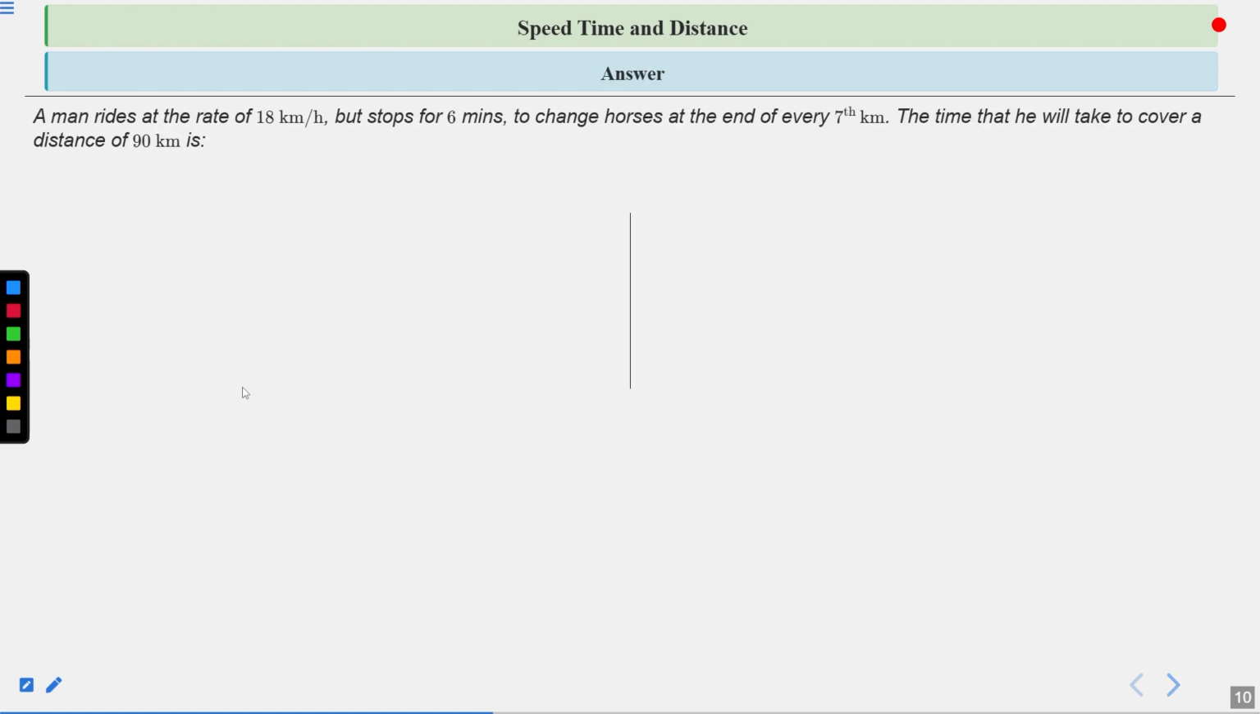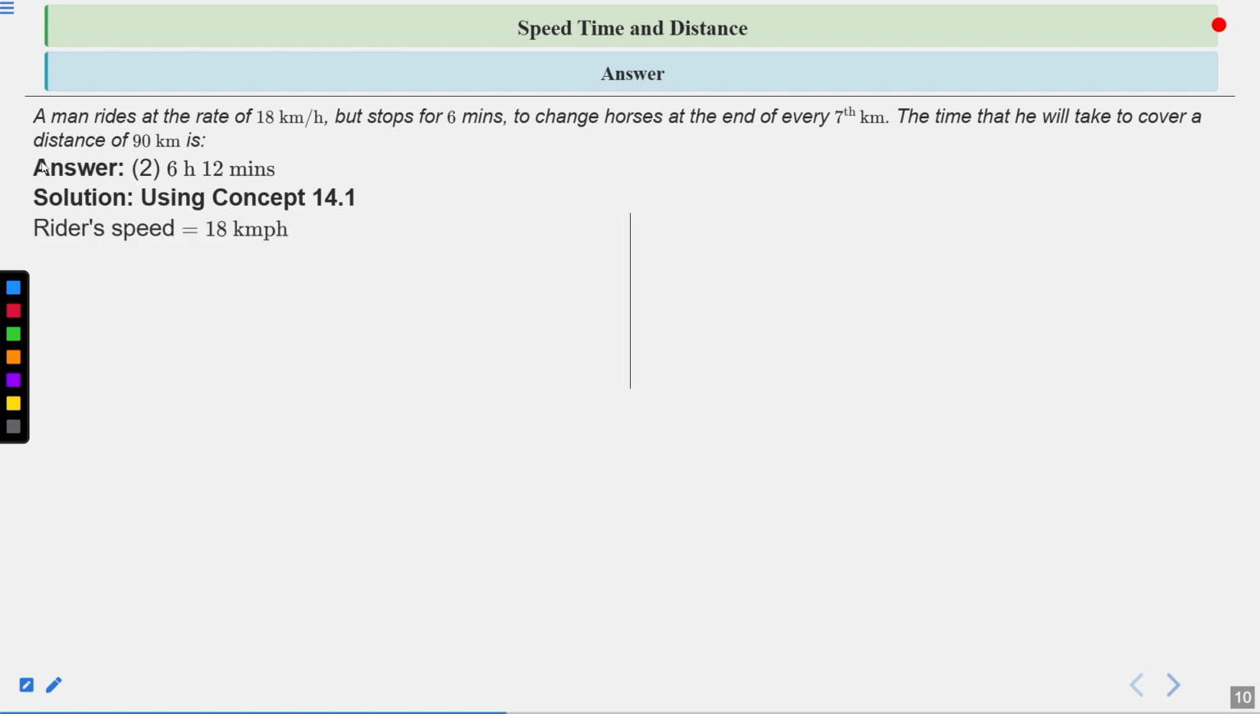So the question says that a man rides at the rate of 18 km per hour but stops for 6 minutes to change a horse at the end of every 7th kilometer. So we need to calculate the time for traveling the distance of 90 kilometers. So we can easily calculate it. So the time taken by the man is 6 hours 12 minutes. Second is the correct answer. Now see the detailed solution using concept 14.1 in this question.